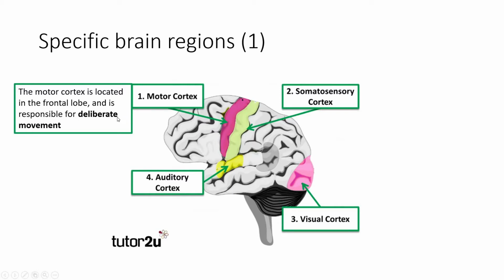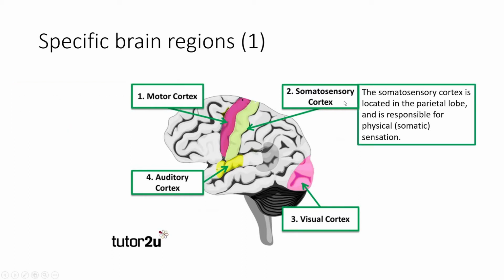So obviously we can contrast that with the cerebellum, which, as we know, is responsible for unconscious movement, so things like balancing. This is deliberate movement, so for example, the fact I'm deciding to move my hand to move the mouse. The somatosensory cortex is basically the part of the brain in the parietal lobe, so this is now the front of the parietal lobe, this yellow bit, which is responsible for physical sensation.